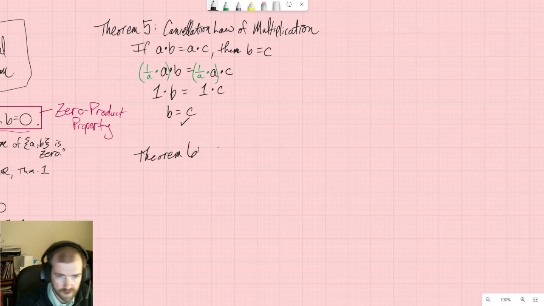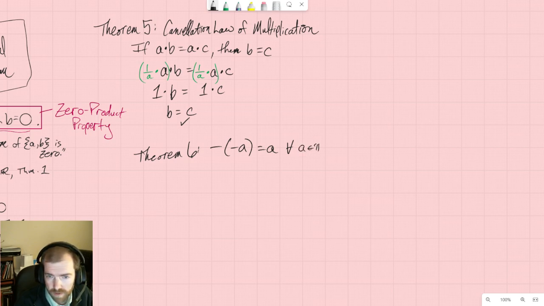Alright, Theorem 6 says that negative negative A is going to be equal to A for all A in the real numbers. And in fact, we could probably extend this to complex as well, but we're not going to push it that far. We're just going to talk about real numbers for now.